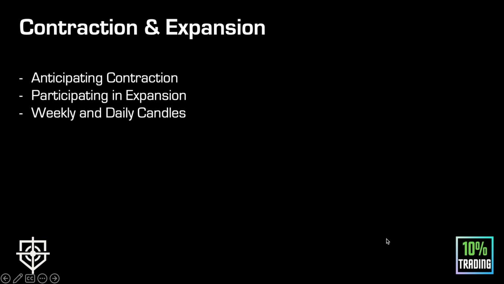Okay, so the main topic that I want to talk about today: contraction and expansion. With the last topic, the bigger picture and the higher time frame, that was a little bit of an overview, and we'll be going into more detail with the other topics coming up. But with contraction and expansion, this is quite a simple concept. But once it clicks, you'll realize you can use it so well to frame your trades, knowing when to trade and when not to trade, right?